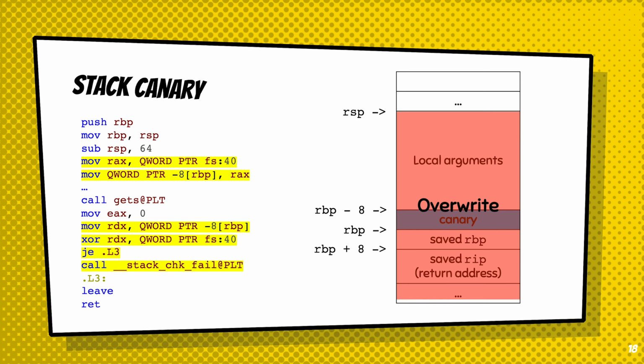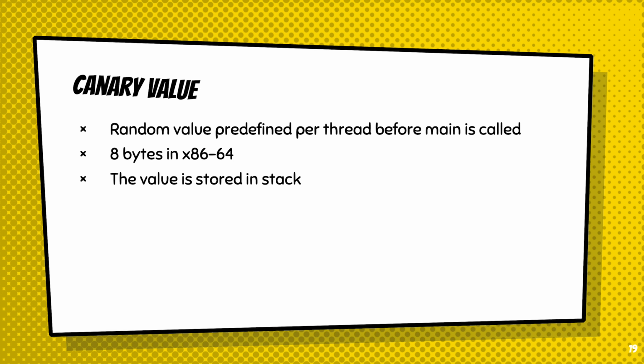Having the stack canary value exactly equal to the overwritten value is very challenging because stack canary is 8 bytes for x86-64, and also this random value is predefined per thread before the function main is called. So getting this random value is almost impossible. However, the lucky thing is that this randomized value is stored in stack. So we can come up with ways to bypass stack canary.